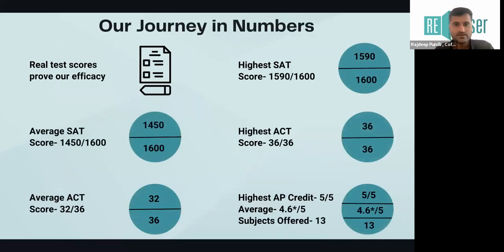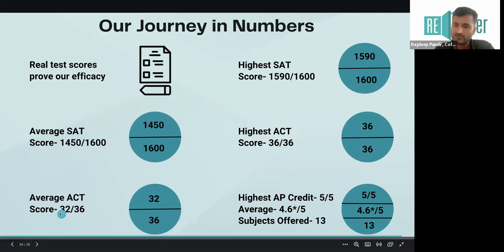These are just some numbers from our past results. So our highest SAT score is 1590. Our average is around 1450. Our highest ACT score is about 36. Average is about 32. The highest AP score is 5, and the average is around 4.6.